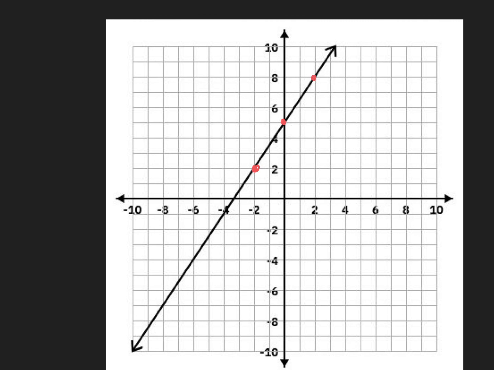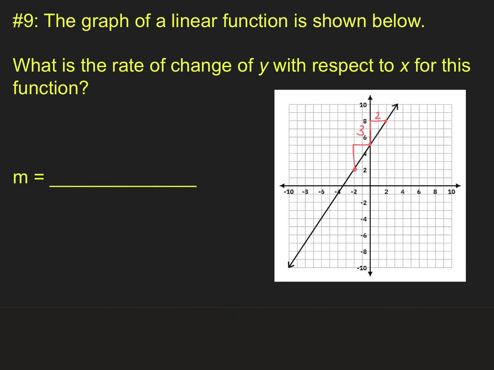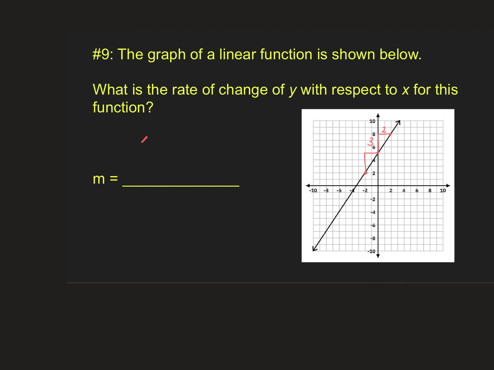Okay, so rise, I'm reading from left to right, so this is positive. How many up? How many over? Check it again. 1, 2, 3, up 3, over 2. All you have to do is count rise over run on this, and you get 3 over 2.